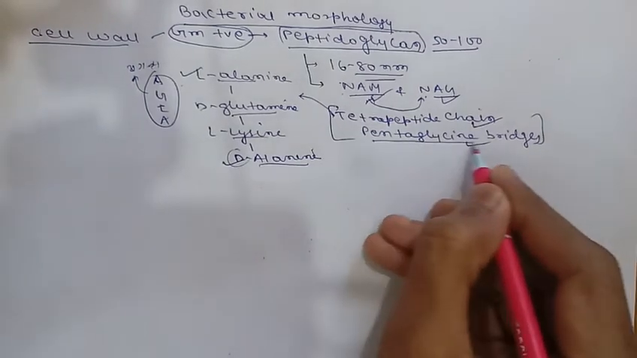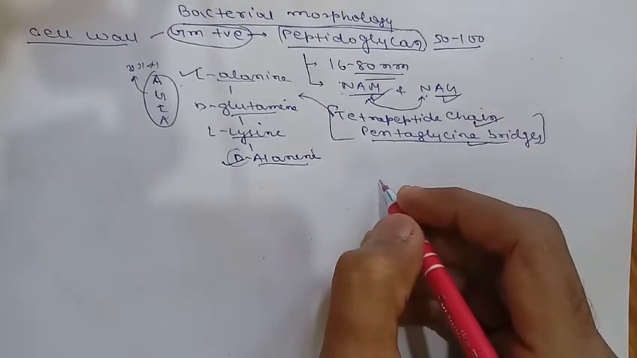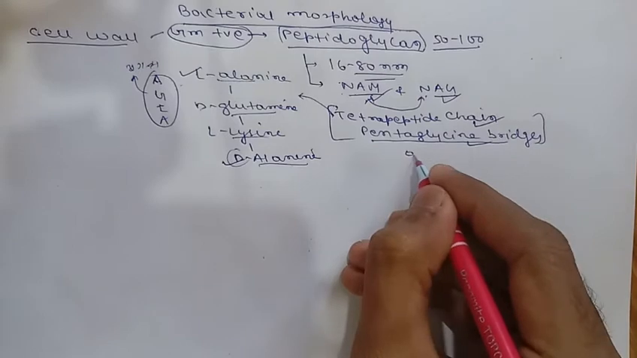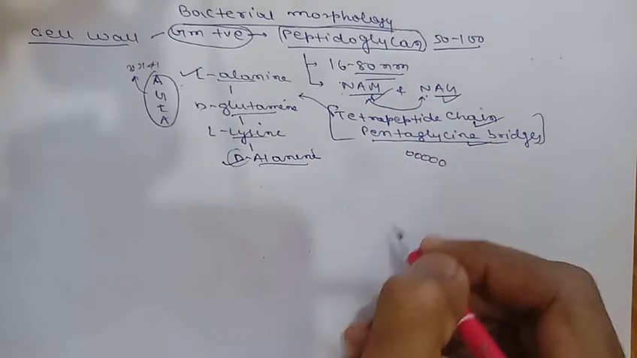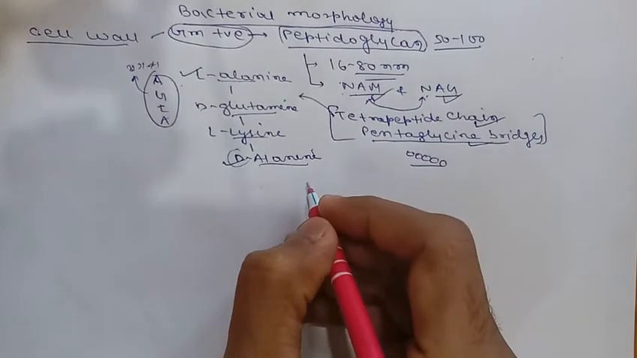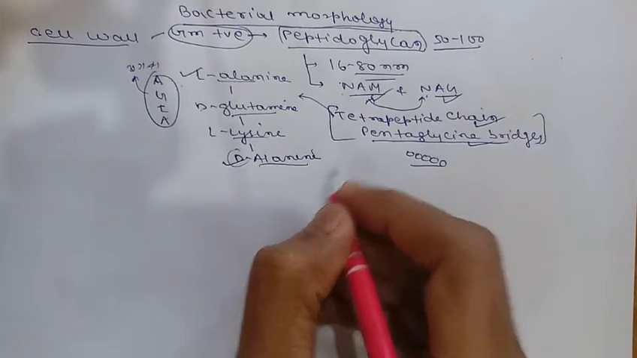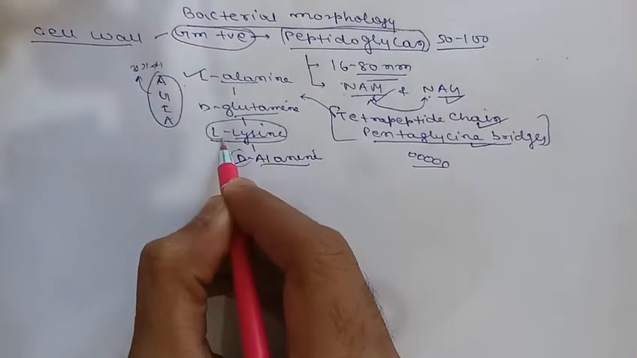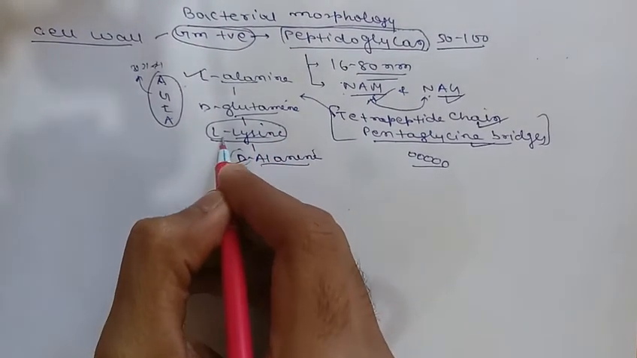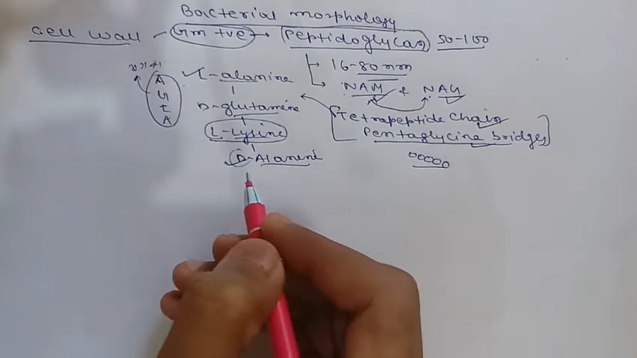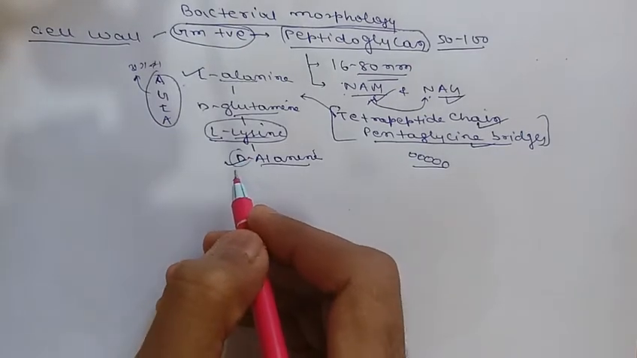Now coming to the pentaglycine bridges. Pentaglycine bridges are just like this: 5 glycines will be there. Clear? Now the L-lysine of one tetrapeptide chain is covalently linked to the terminal D-alanine of the adjacent chain via pentaglycine bridges.